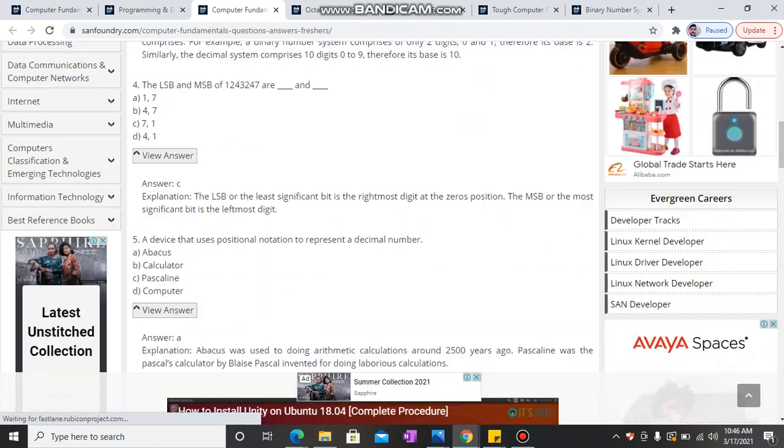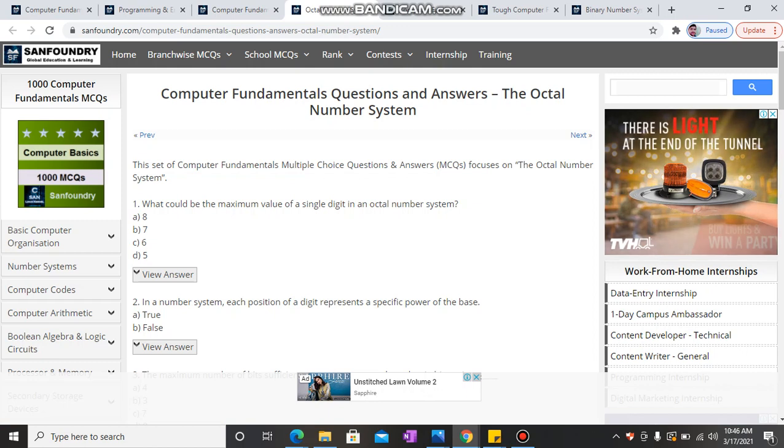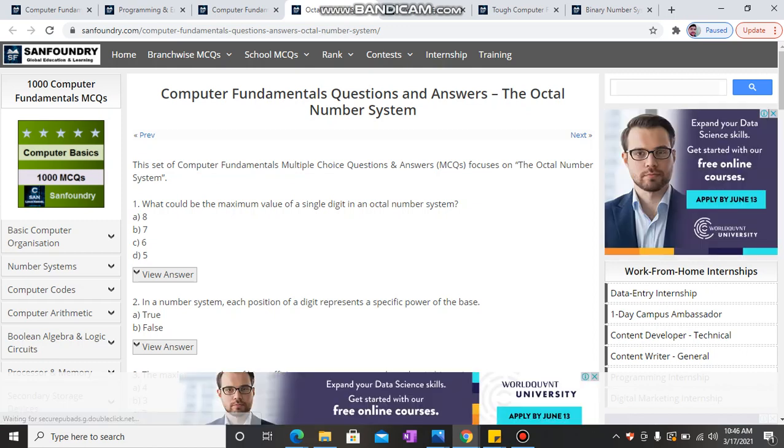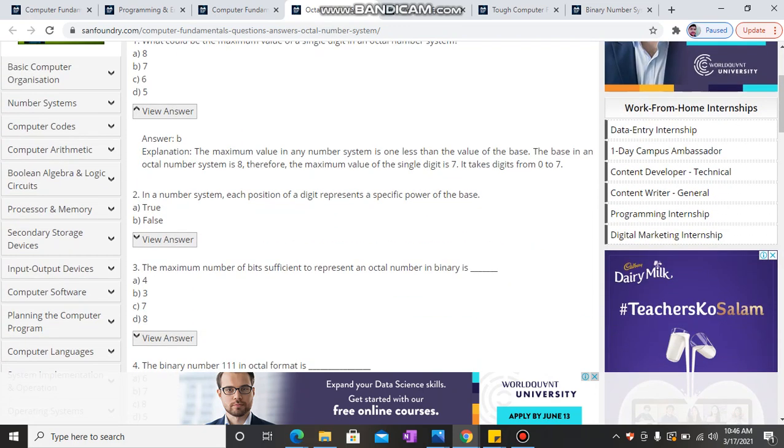I guess the basic number system is clear. Now let's talk about the Octa. Octa, like we most of the time know about what could be the maximum number of a single digit in the Octa number system. So very simple, it is 7. The maximum value in any number system is 1 less than the value of the base. Like the base of an Octa number system is 8, we know that. Therefore the maximum value of a single digit is 7.